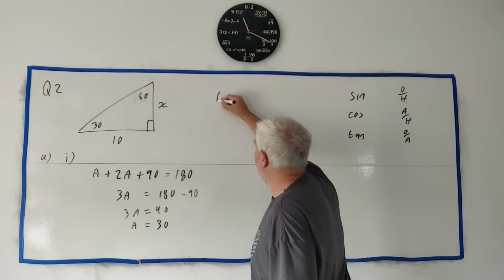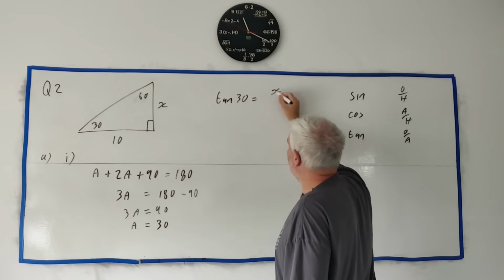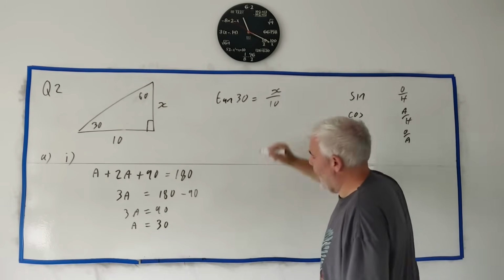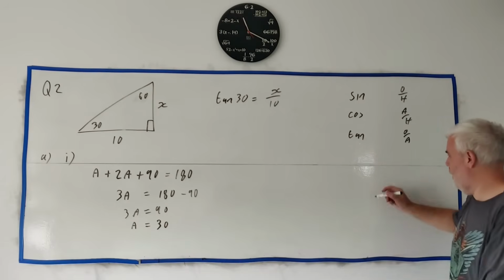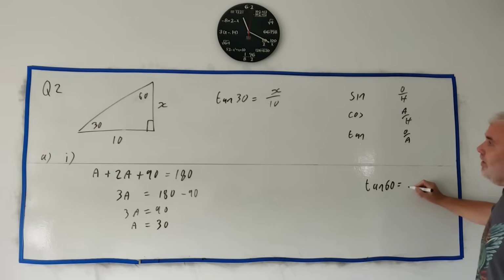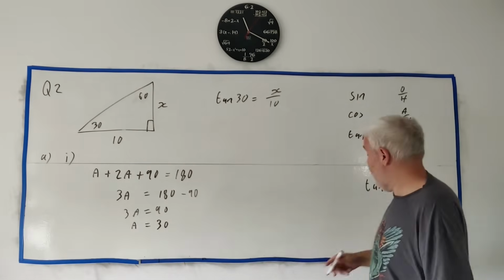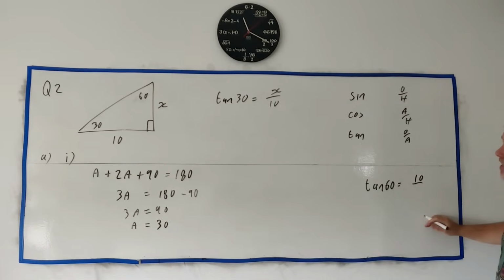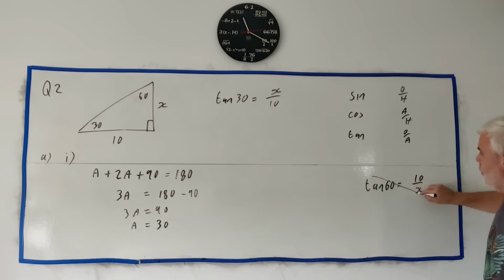So we get tan of 30 is equal to x over 10. That's the formula we're going to use, although we could actually use a different one. I'll write it down here. You could have also written tan of 60 is equal to the opposite of this angle, which is now 10, and the adjacent of that angle is now x. This will give you the same answer if you rearrange it. I'm not going to do that one though.